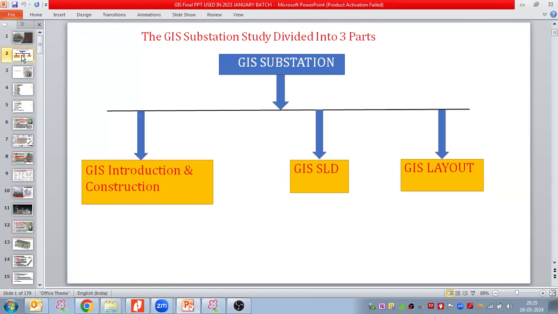This GIS substations discussion we are dividing into three parts. First we'll discuss the GIS introduction and the GIS constructions. Thereafter we will discuss the GIS SLT, and then we will discuss the GIS layout.